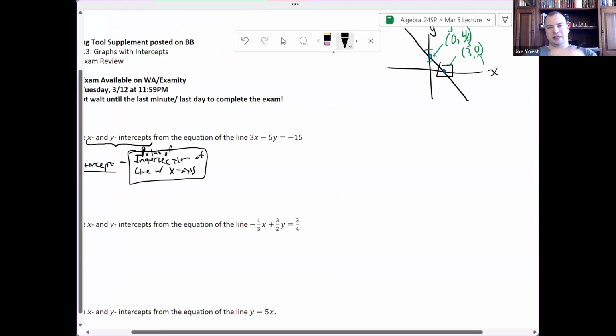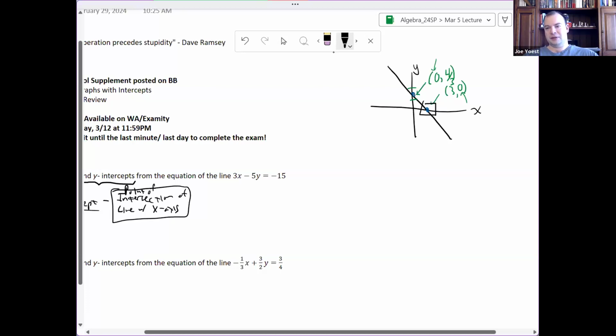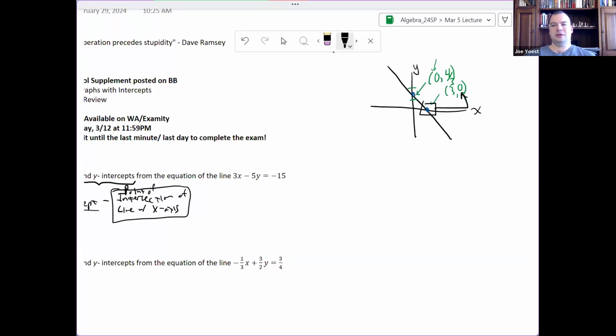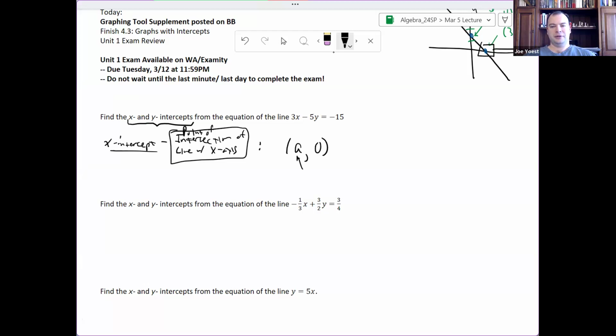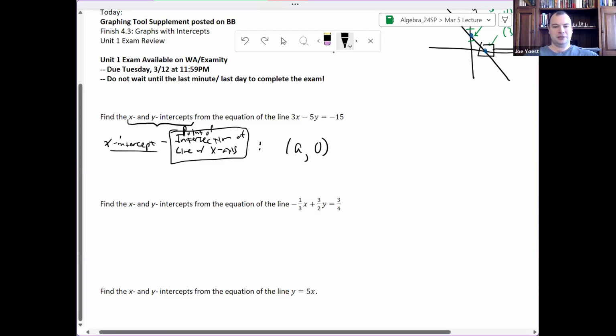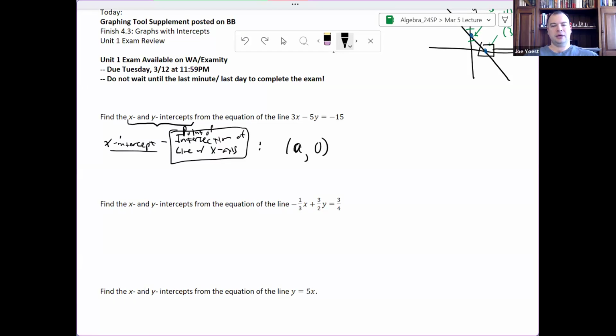So when the line intersects the X-axis, that's always going to be associated with Y being equal to 0, with the vertical height or the deviation vertically being 0. And it's going to be something like, say, A comma 0, where A is going to be some number, some X value. So our X-intercept is A comma 0, and that's provided that it exists, right?